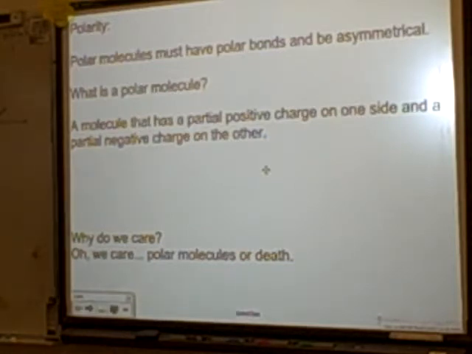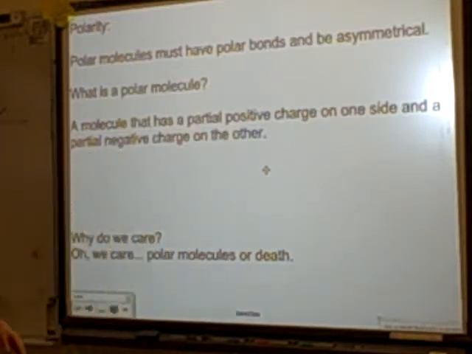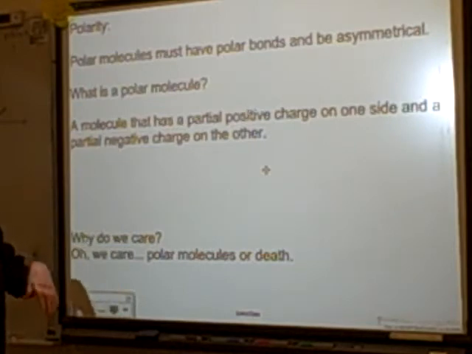Figure out how you can decide if a molecule is polar or non-polar. If you have a polar molecule, it means two things. You have to have polar bonds and it has to be asymmetrical. So it has to not be symmetrical and have a polar bond. We'll see what both of those are.